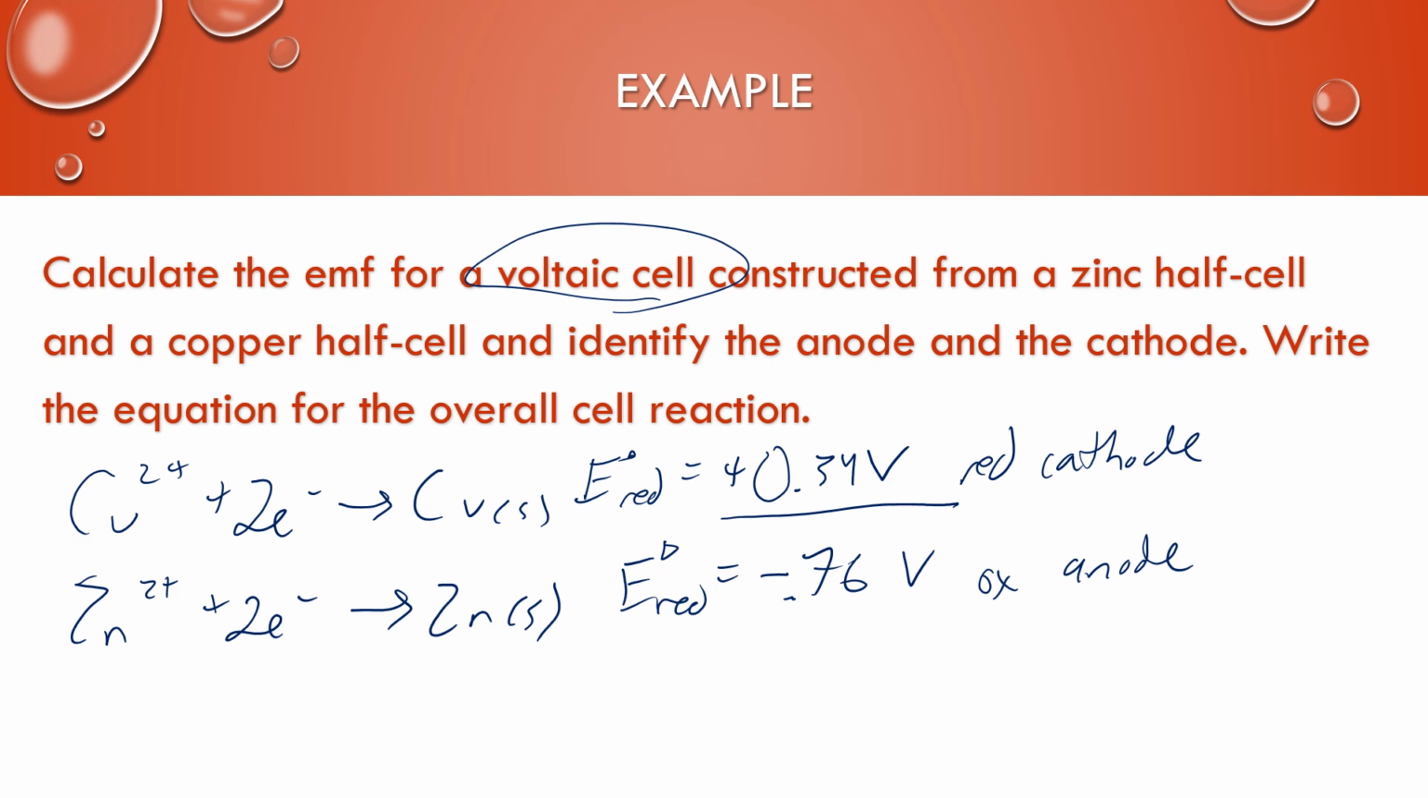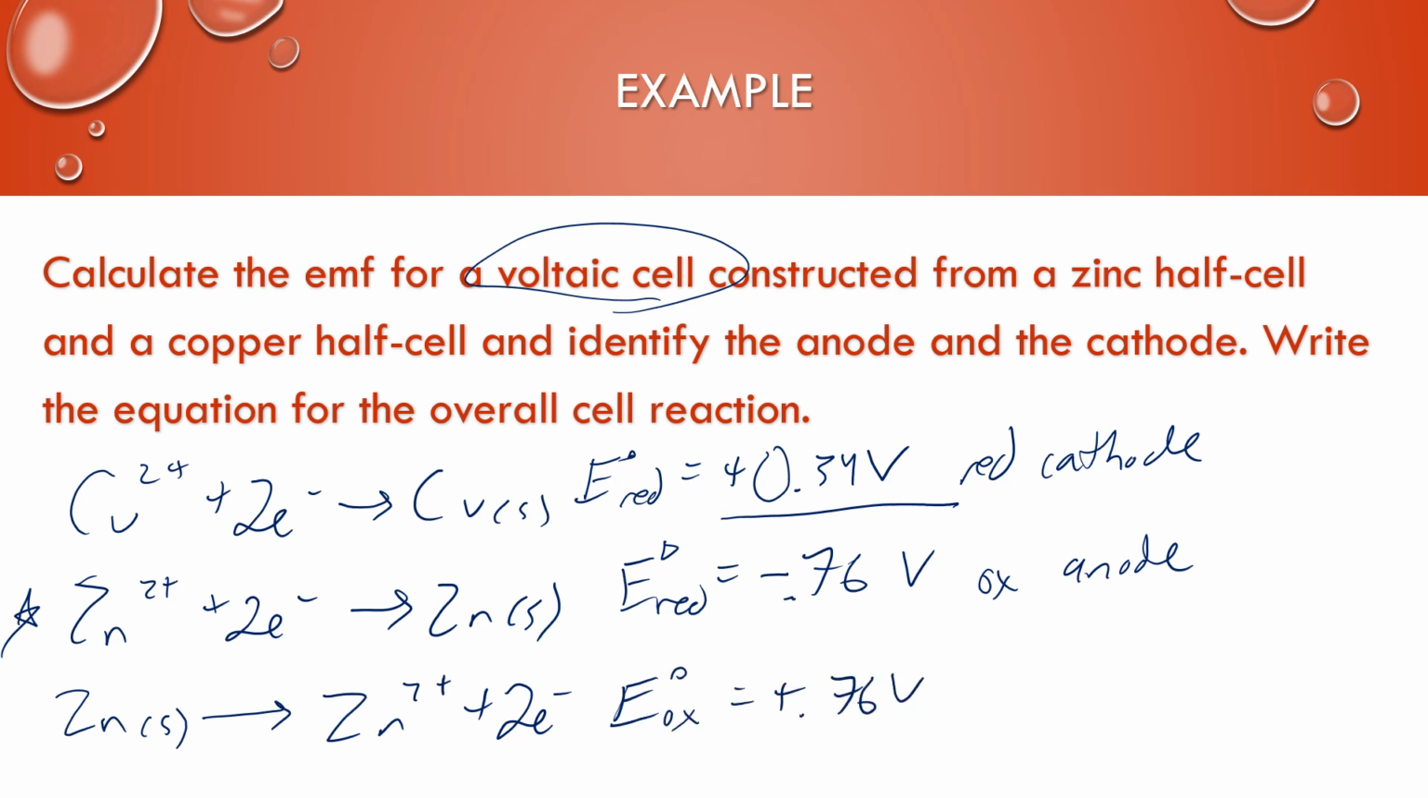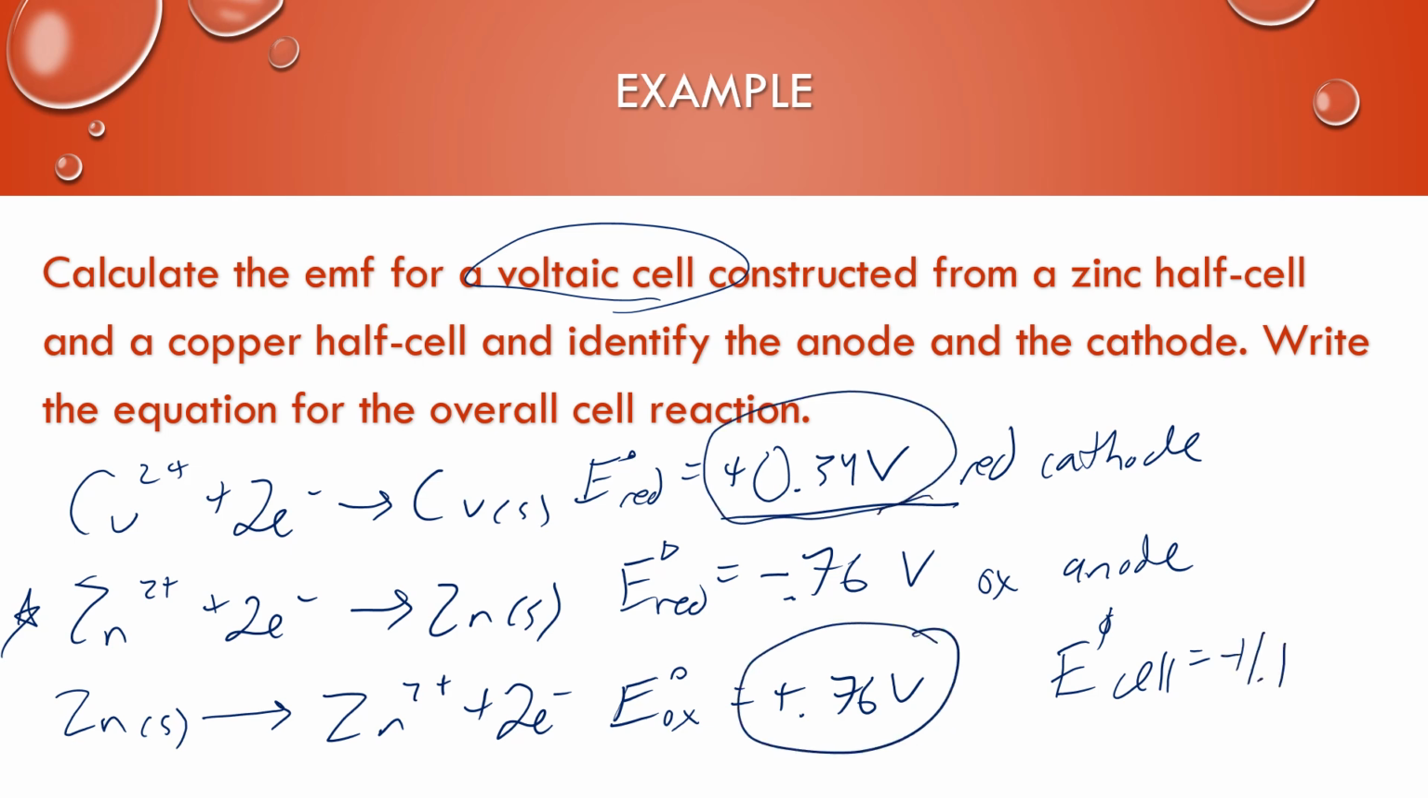The zinc is then going to need to be oxidized and will be at our anode. So what you'll do is you'll go ahead and flip the zinc reaction around because we need it to be oxidized. So its oxidation potential is positive 0.76 volts. And to get the overall standard cell potential, you're going to add the reduction potential to the oxidation potential, and you get positive 1.10 volts. It's the same thing as if you did 0.34 minus negative 0.76. I just like thinking of it in terms of oxidation instead.